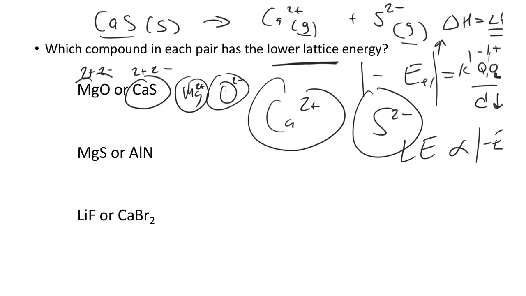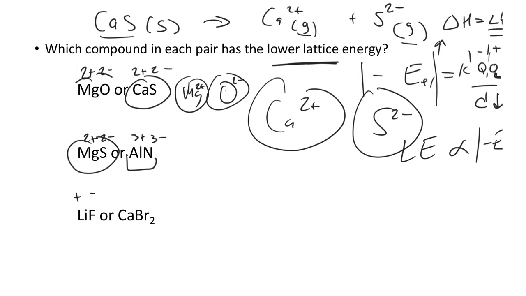MgS versus aluminum nitride: 2 plus 2 minus versus 3 plus 3 minus. 3 plus 3 minus is much better. There is a stronger attractive force between a 3 plus and a 3 minus, so MgS would have the lower lattice energy. So the higher the magnitudes of charge, the more attracted the ions are, and the harder to separate.